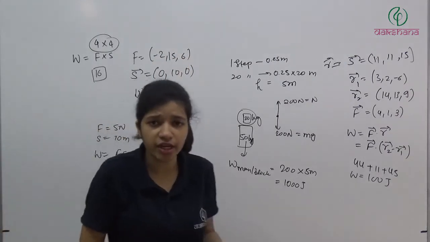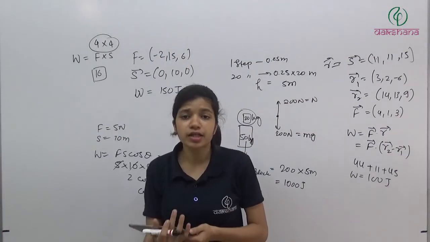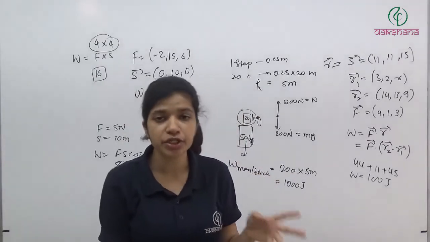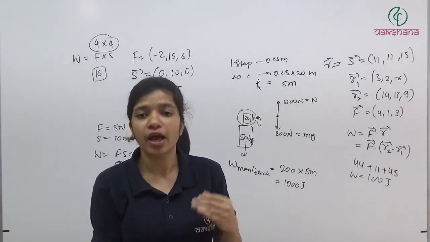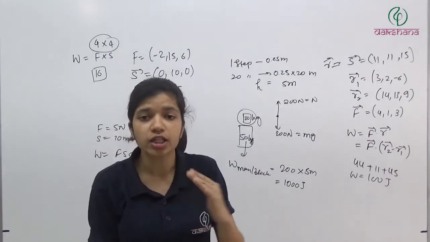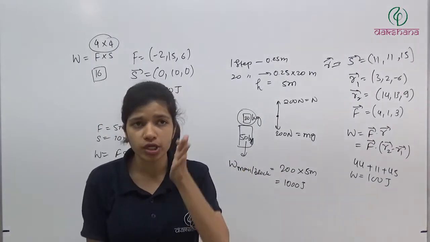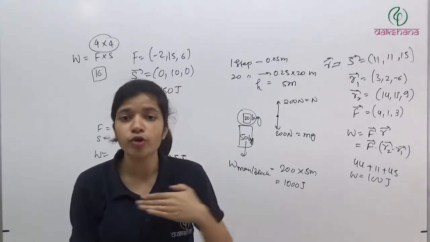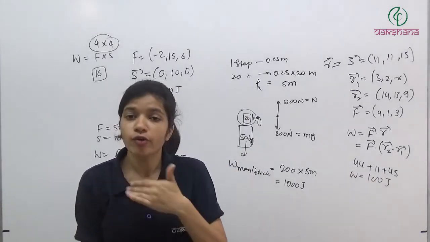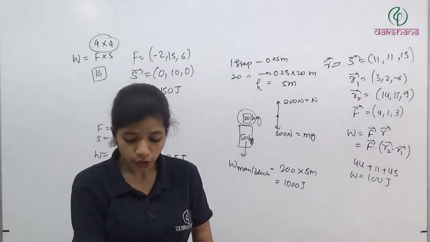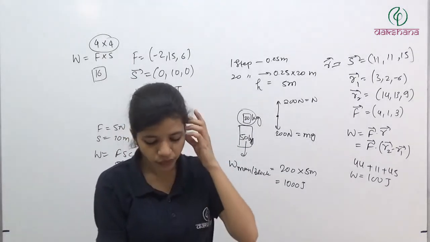Clear? These questions are very easy. Body is constrained to move in only y direction. It means the force in x direction and force in z direction have zero work done. Clear? Because those forces are perpendicular to the direction of motion. Motion is in this direction and displacement is in this direction, and force in x is perpendicular to y, force in z is perpendicular to y, and motion is in y direction. Clear? So answer will be 150 joule.